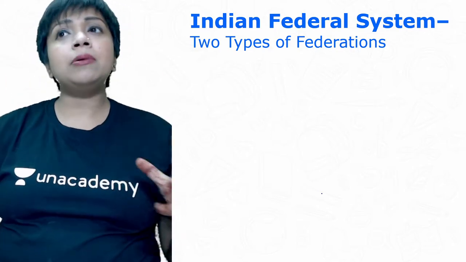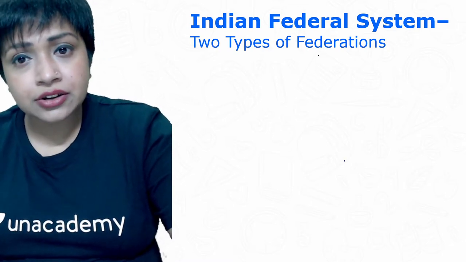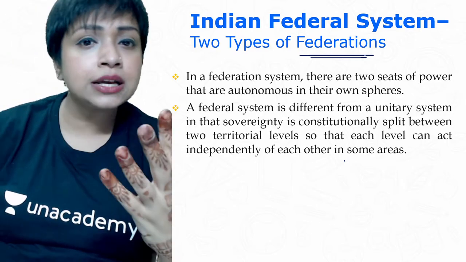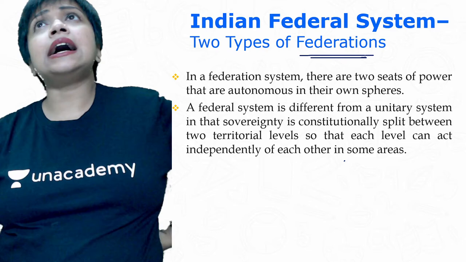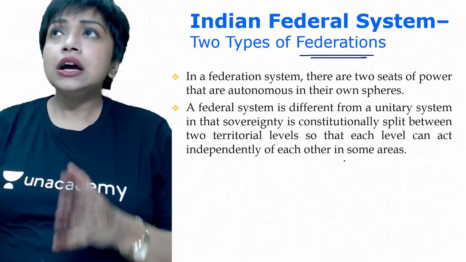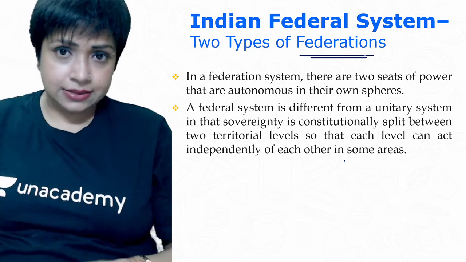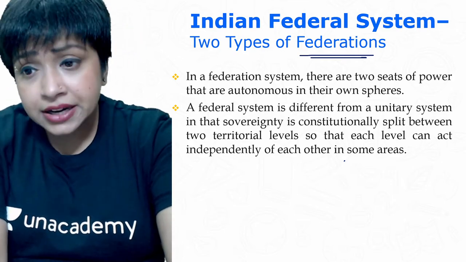Now when we usually talk about federations, there are basically two types of federations. What are the two types of federation? First of all, let us understand, when we talk about a federation and a unitary system, a federal system and a unitary system are very, very different.